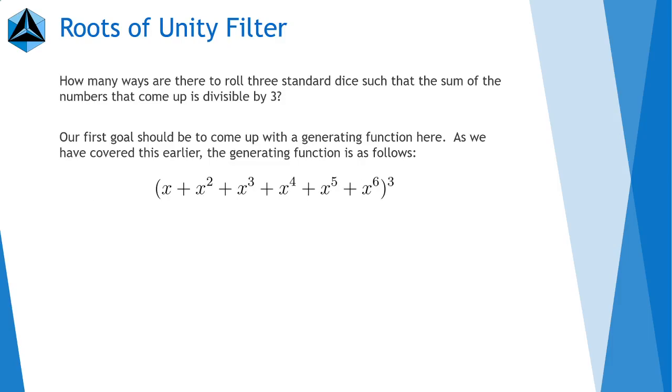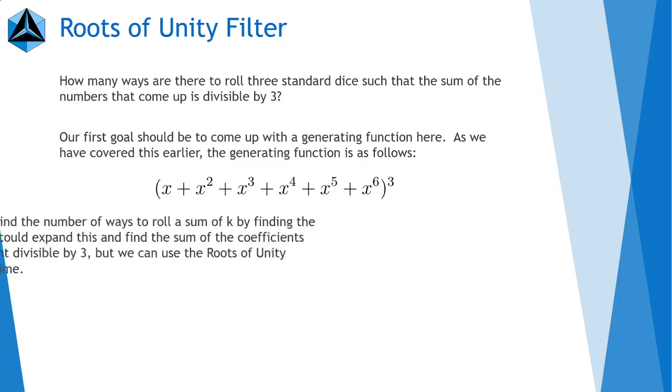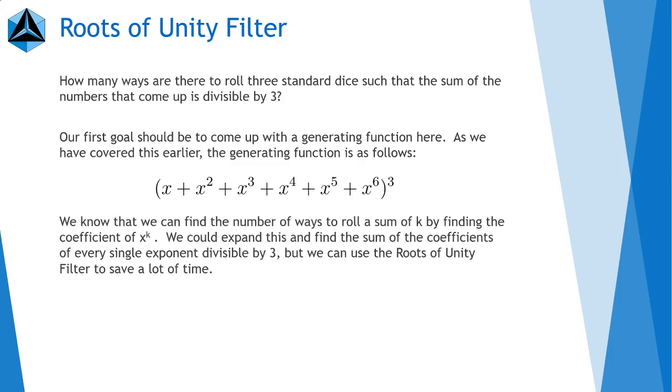We already know the dice roll generating function. We covered it earlier. Now there's no 1/6 because this is just covering the number of ways, so we're not considering probability in this. So this is just the generating function for a die, cubed. We know that we can find the number of ways to roll a sum of k by finding the coefficient of x to the k. We can expand this and find the sum of the coefficients of every single exponent divisible by 3, as I said earlier, but we can use the roots of unity filter to save a lot of time in computation.